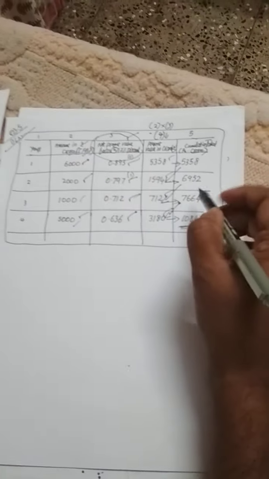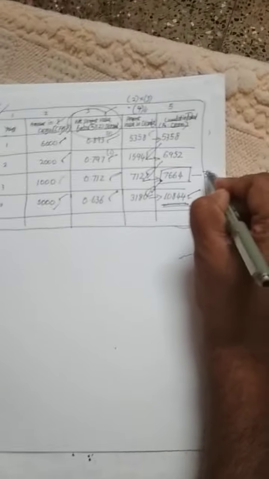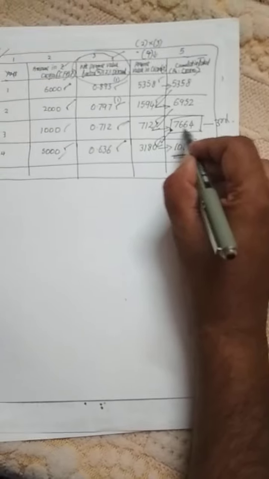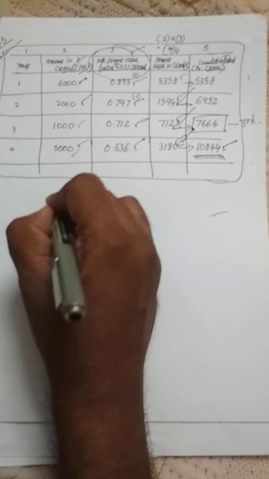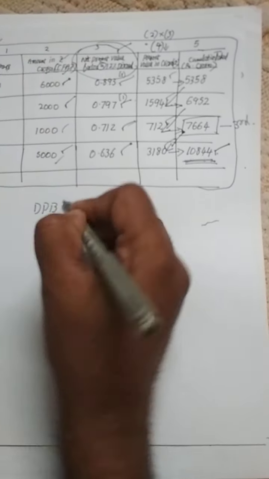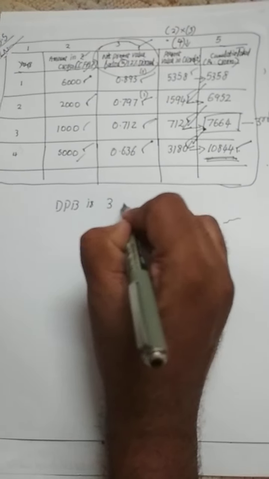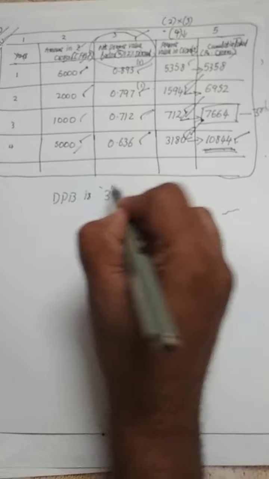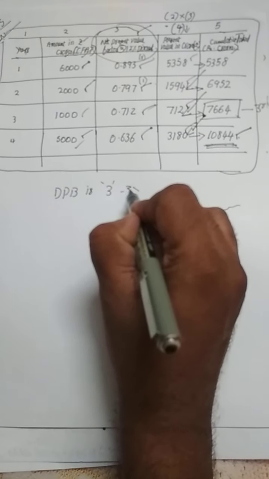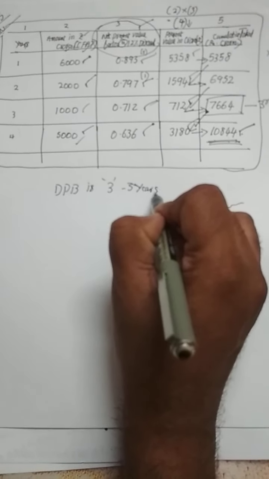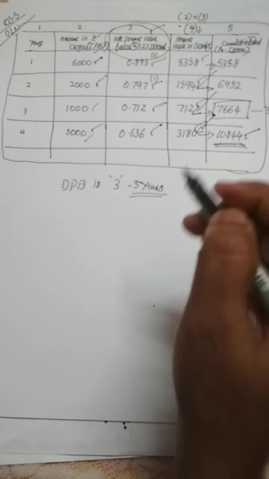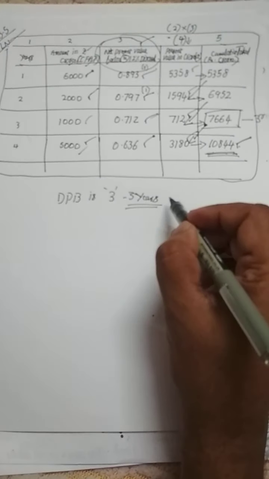But let us check in which year we will get back the return. We will get back the return in the third year, because the 7,600 crore is recouped in the third year, 7,664. So the payback period, or discounted payback period, is 3. Payback period is 3 means 3 years. Within 3 years, after taking the time value of money, we will get back the return.